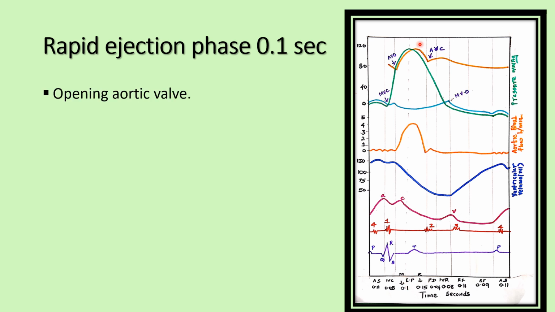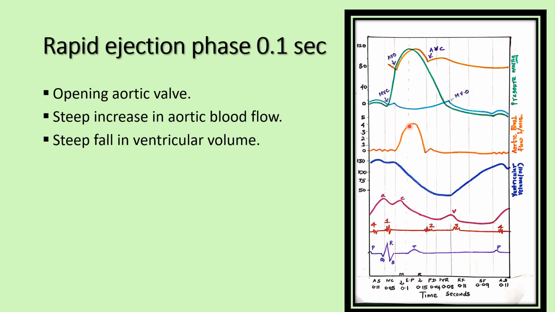It starts with the opening of the aortic valve. Opening of the aortic valve increases the aortic blood flow. Aortic blood flow steeply increases due to the opening of the aortic valve. So the left ventricle ejects the blood through the aorta, and there is a steep fall in the ventricular volume. So most of the blood is ejected. So it is called the rapid ejection phase.